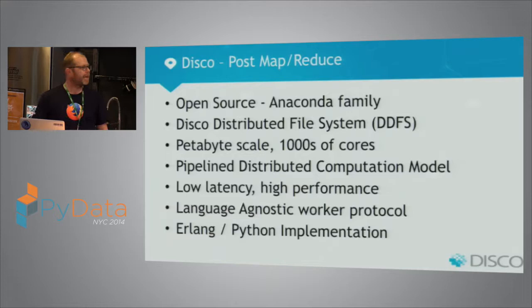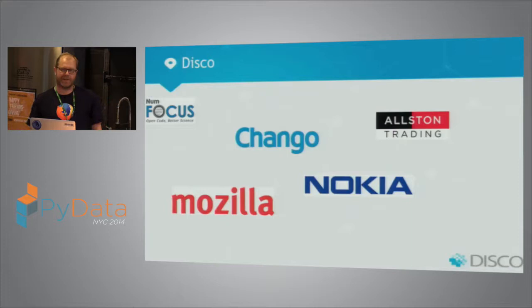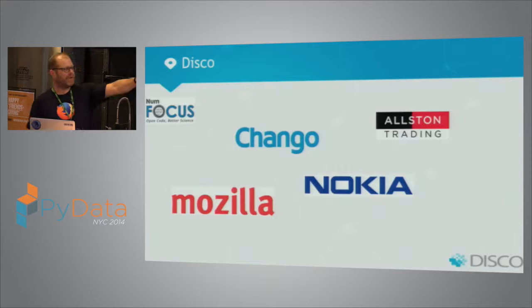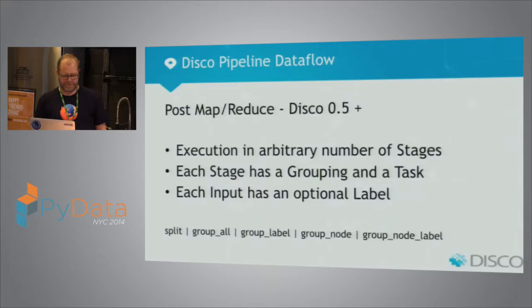So I covered all that stuff. Who uses this stuff? Chango, as I said, is an ad tech company. They're on these ad exchanges that process hundreds of thousands of requests a second. All of those create logs, and they get processed with the Disco framework. Obviously, Nokia, some trading companies, and Mozilla. On my project, we're using it at Mozilla as well. I've got NumFocus on here because Disco is a NumFocus product as well. It's in the family.